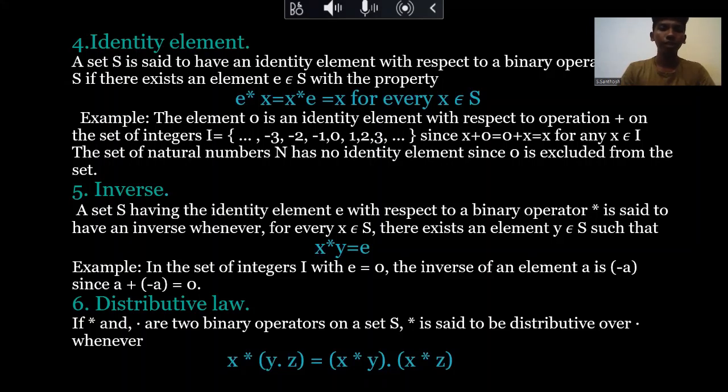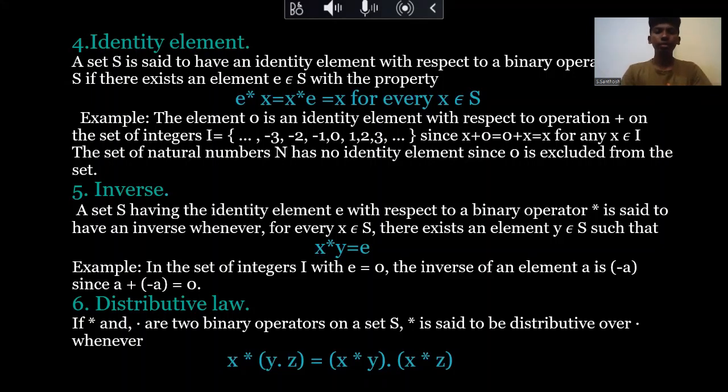So now let's go for inverse. A set S having the identity element E with respect to a binary operator star is said to have an inverse whenever for every x belonging to S, there exists an element y belonging to S such that x star y equals E.